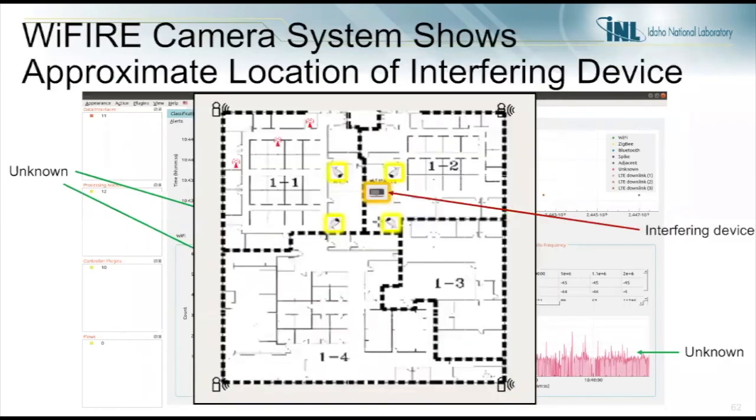A camera system integrated into WiFIRE with cameras appropriately placed in the area of interest will then be used to focus on the location of the unknown interfering or transmitting device. So you can see the cameras approximately in the center of this slide for just a portion of the building. Next slide.